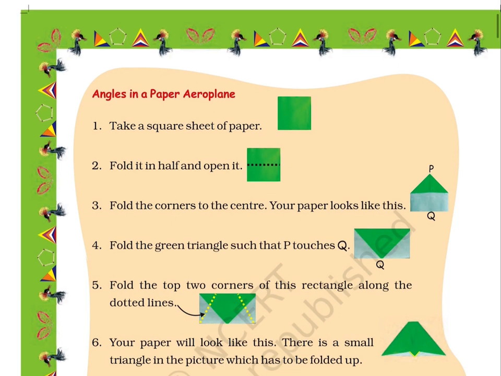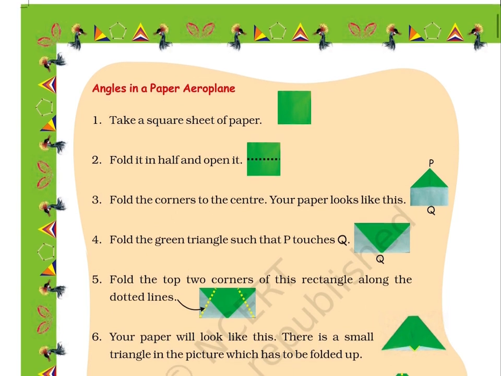Page 32. Angles in a paper aeroplane. 1. Take a square sheet of paper. 2. Fold it in half and open it. 3. Fold the corners to the center. Your paper looks like this. We see the cutout of a paper which has been folded in half and the corners have been folded to the center. The top corner has been marked as P and the bottom as Q.